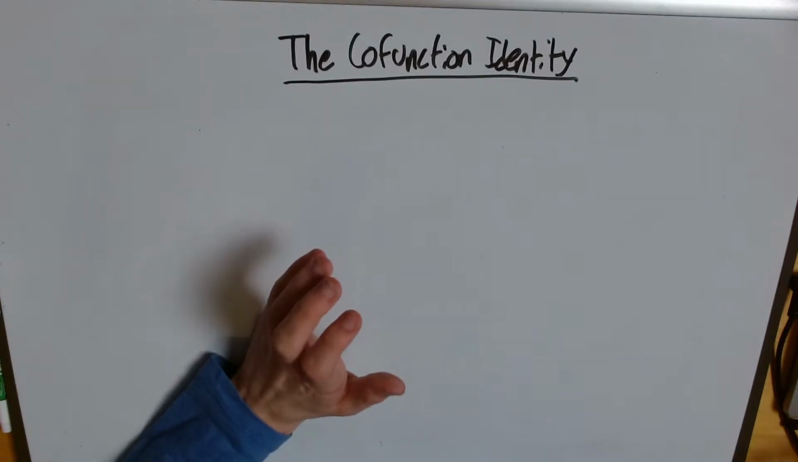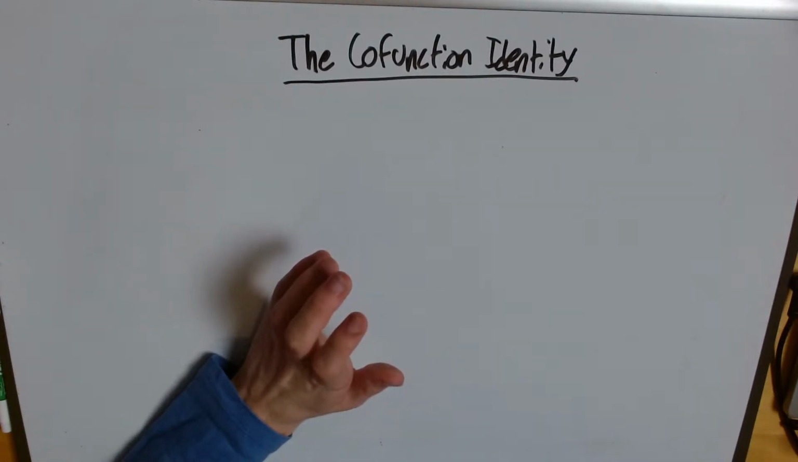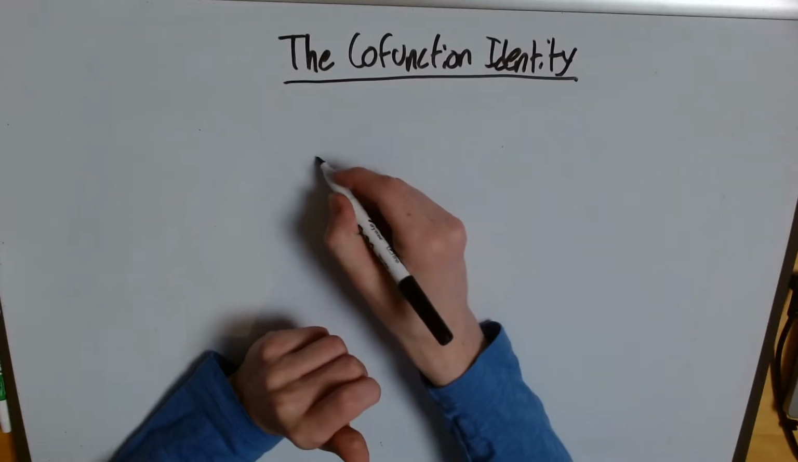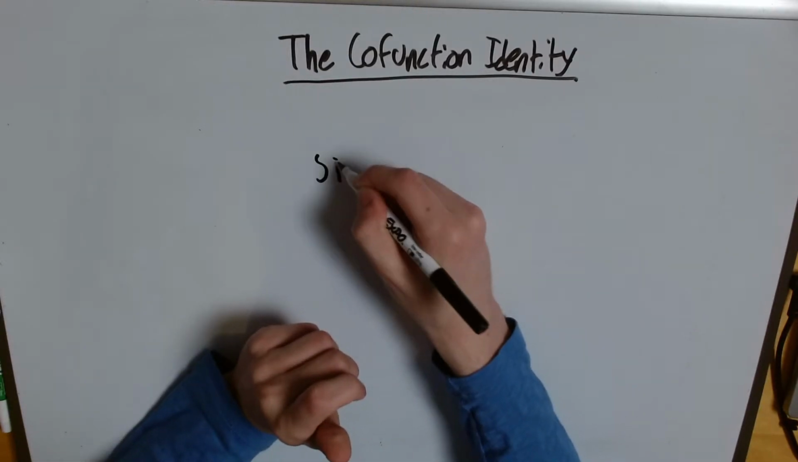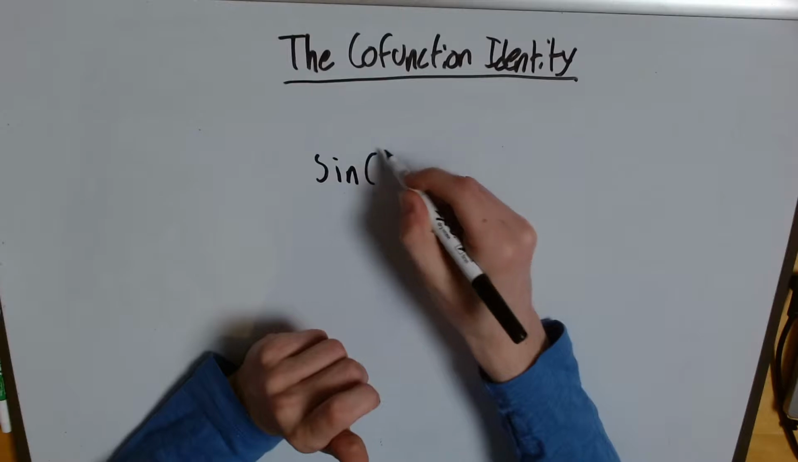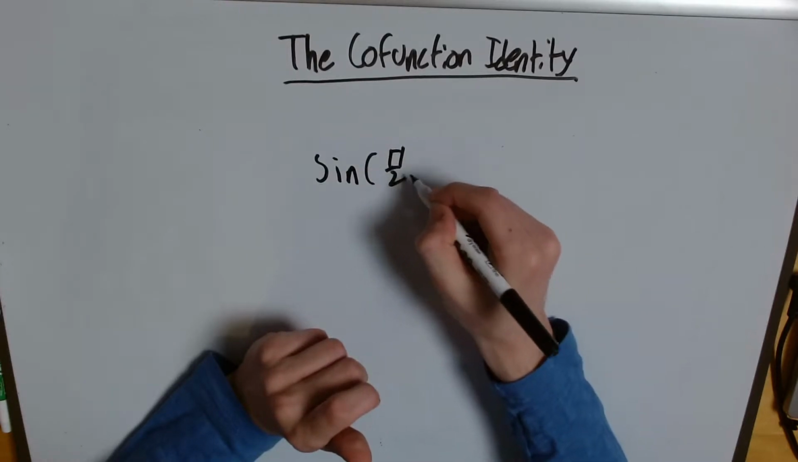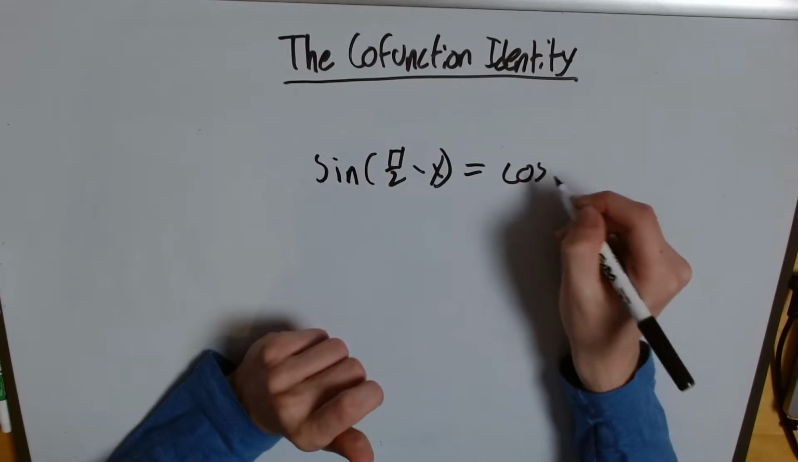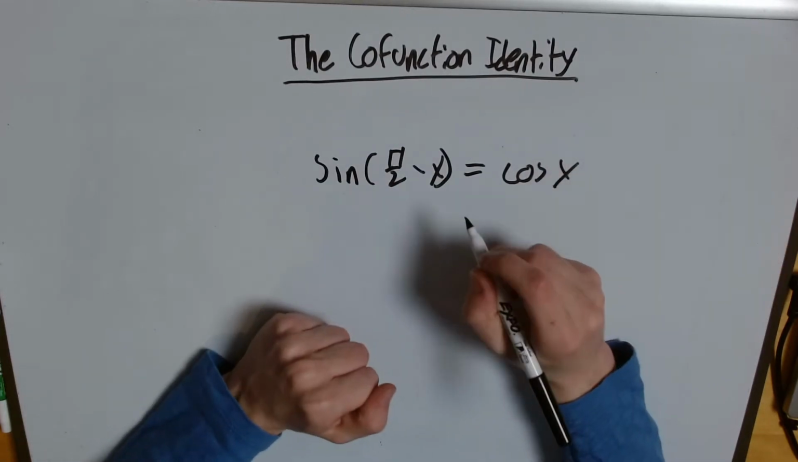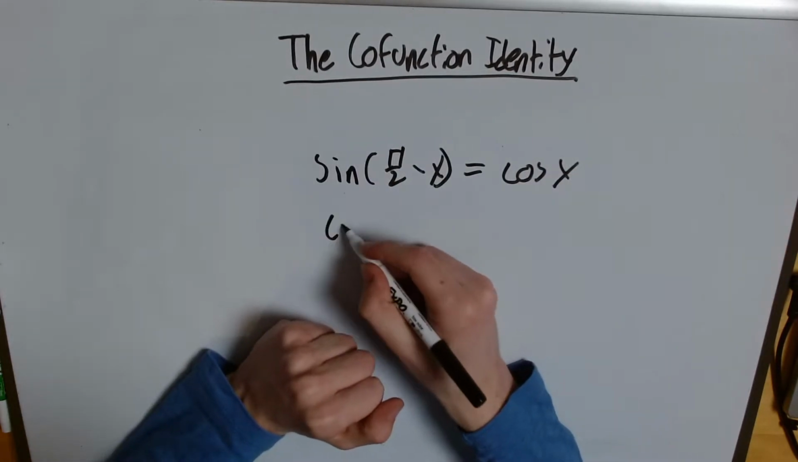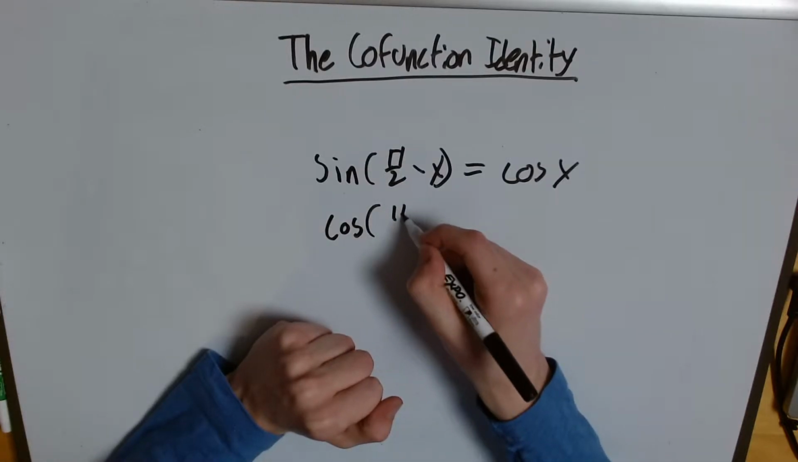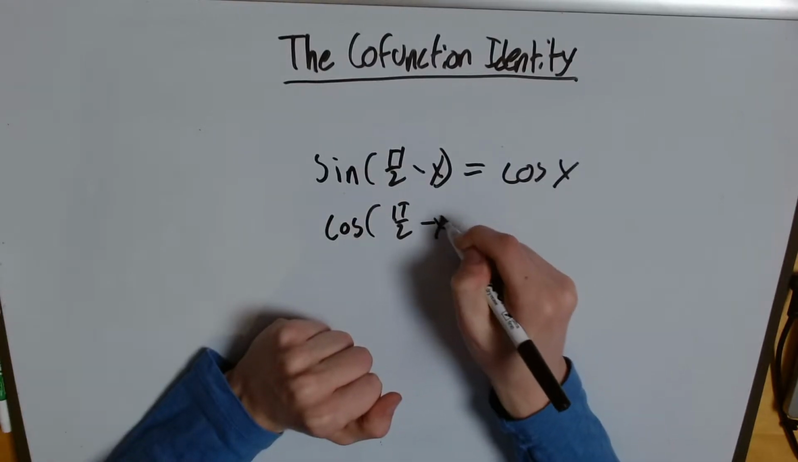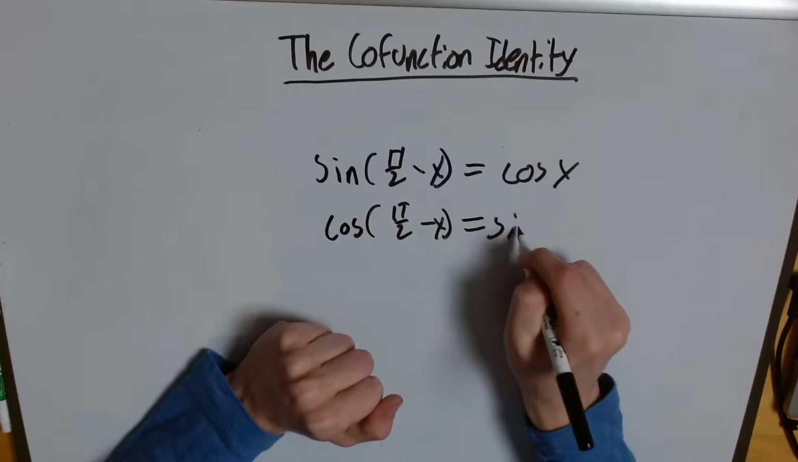But what is the cofunction identity? Well, simply put, it's that the sine of pi over 2 minus x is equal to the cosine of x, and the cosine of pi over 2 minus x is equal to the sine of x.